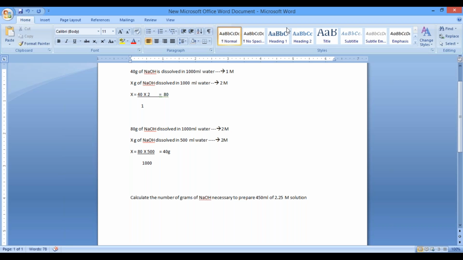40.5, ma'am. Yes, 40.5 is the answer. 40.5 grams of sodium hydroxide should be dissolved in 450 ml of water to get 2.25 molar solution. It's not 36.